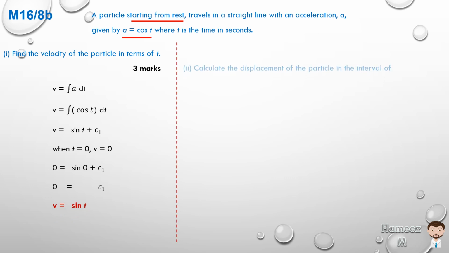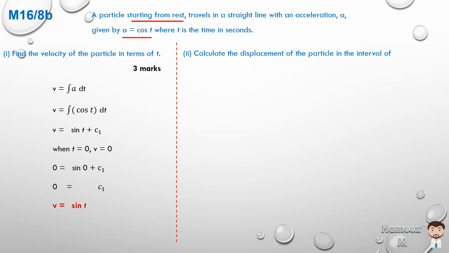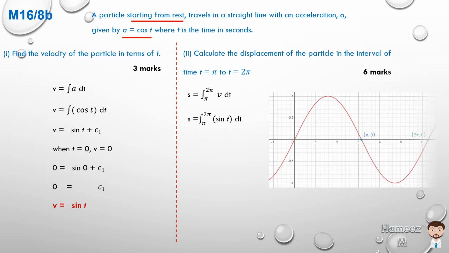Part 2. Calculate the displacement of the particle in the interval of time t is equal to pi to t is equal to 2 pi. So we know s is the integral of v with respect to t within that interval pi to 2 pi. So what we're finding here is a definite integral. And we know v, we worked that out in part 1, so we can substitute. S is equal to the integral of sine t with respect to t between pi and 2 pi.